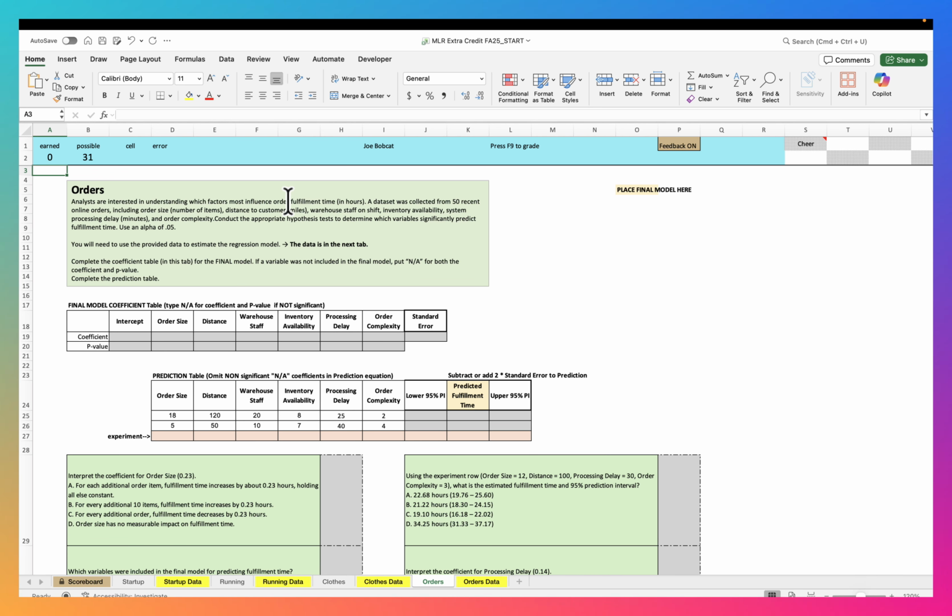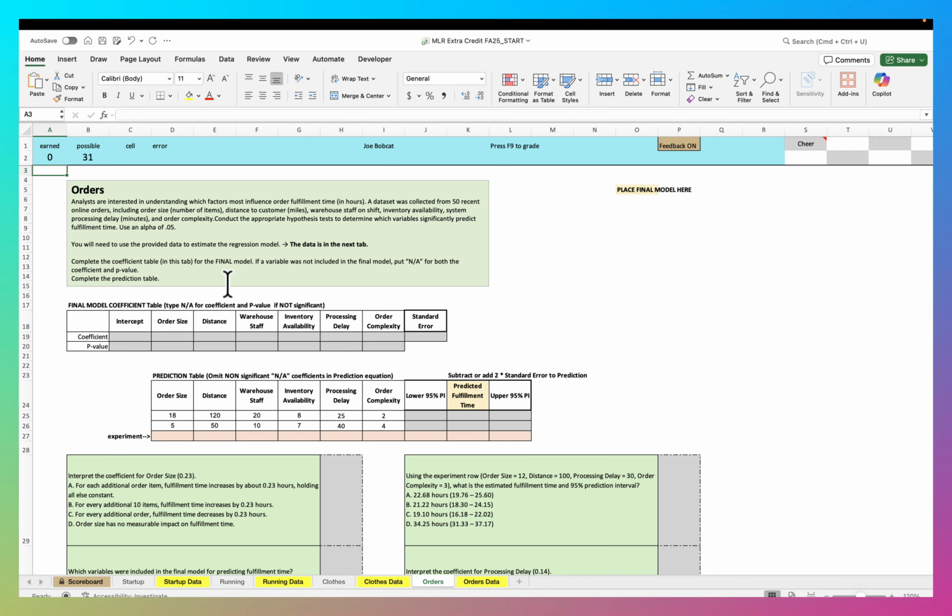So what do we really want? We want that time to go, from a business perspective, we want that time to go down. In other words, we want to fulfill orders faster. So we're hoping for variables to be significant that lower the fulfillment time. So fulfillment is how long it takes them to process the order, to complete the order.